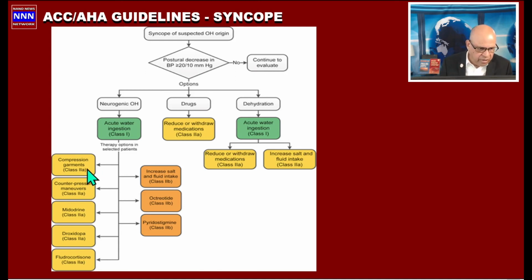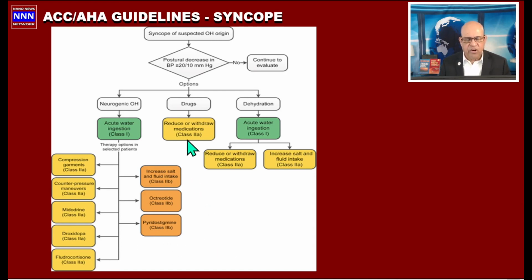And here are compression garments, counterpressure measures, midodrine, droxidopa. I never use droxidopa, but it's used by neurologists, particularly for patients with Parkinson's disease. Fludrocortisone, even that I have not used. The main thing is to increase their volume, and of course pyridostigmine. We used to use pyridostigmine in cardiac patients, but we haven't used this recently.